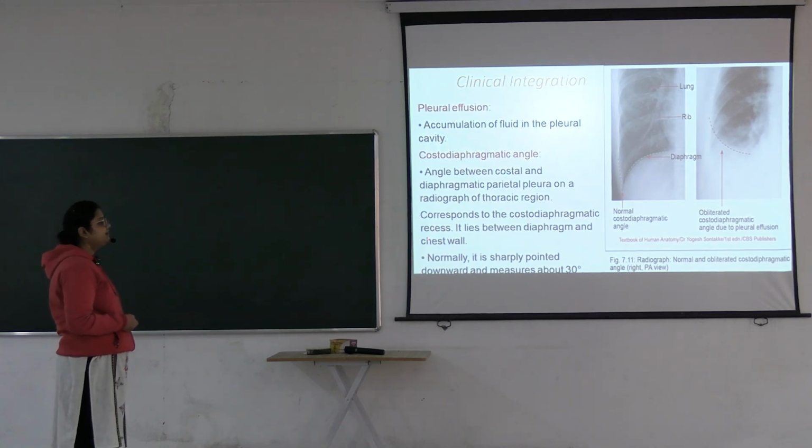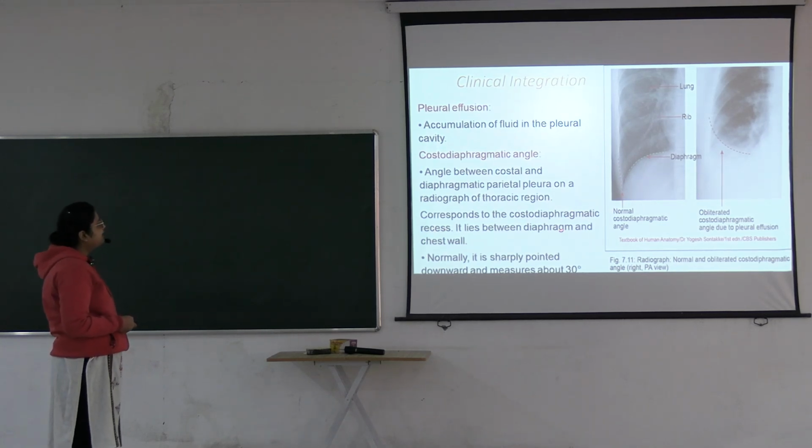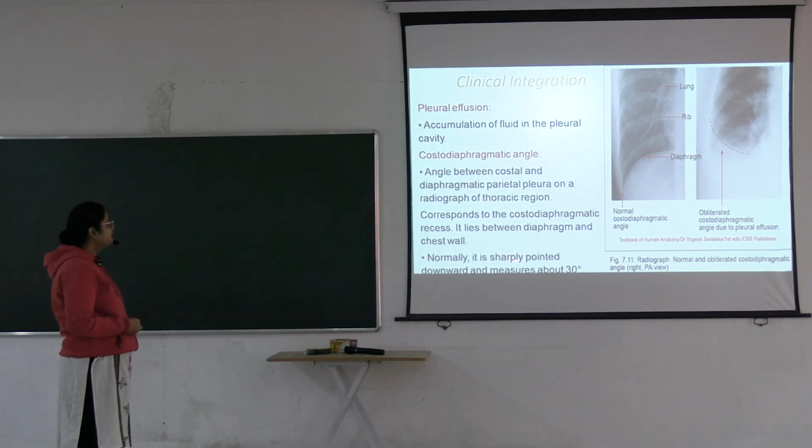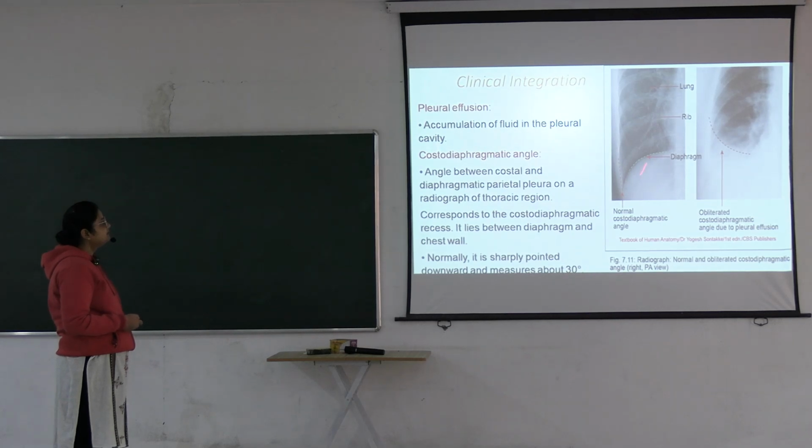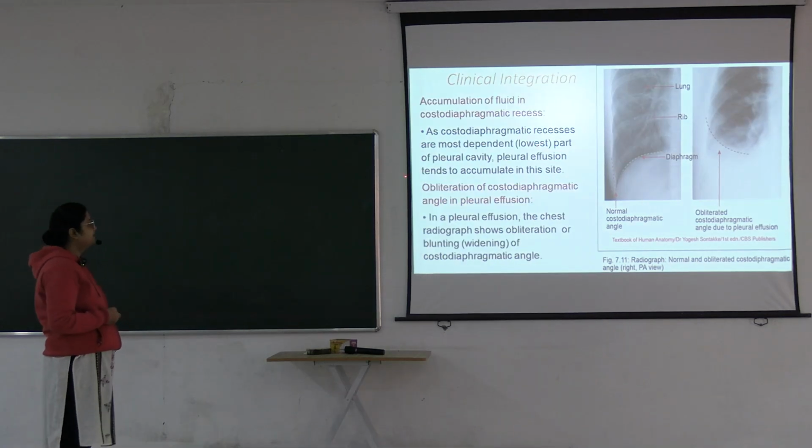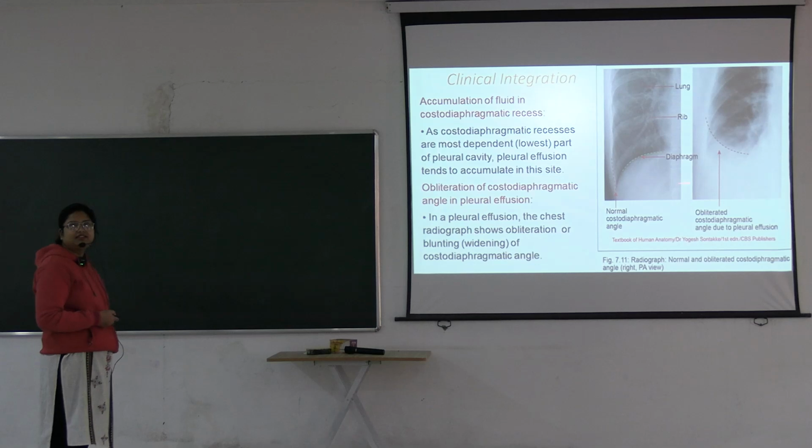It corresponds to the costodiaphragmatic recess, and it lies between the diaphragm and the chest wall. Normally, it is sharply pointed downward and measures about 30 degrees. This recess, this angle is almost 30 degrees and it extends downward. It is the dependent or lowest part of the pleural cavity, so pleural effusion tends to accumulate at this site.